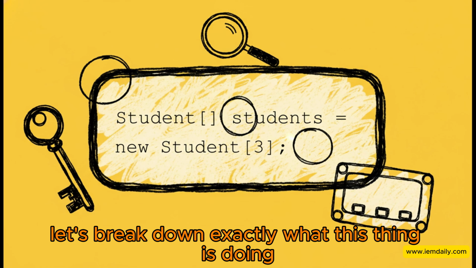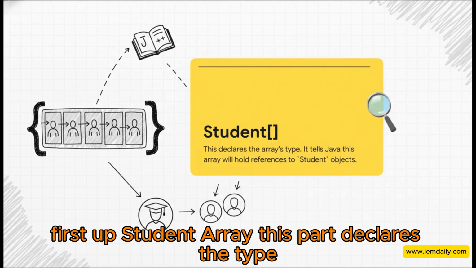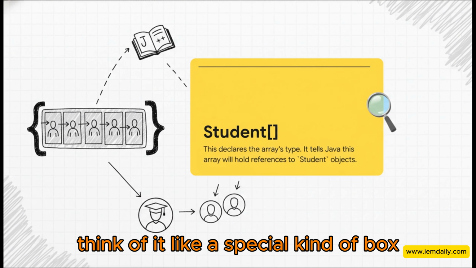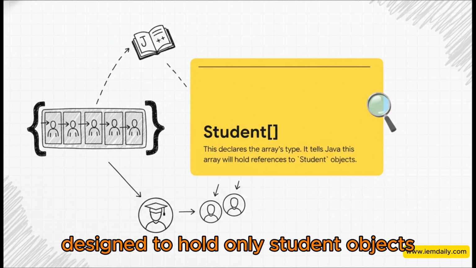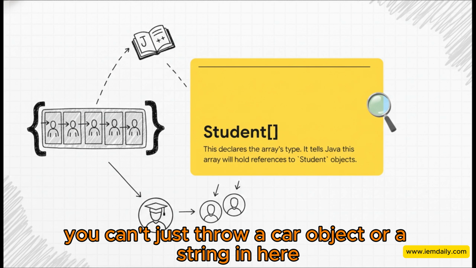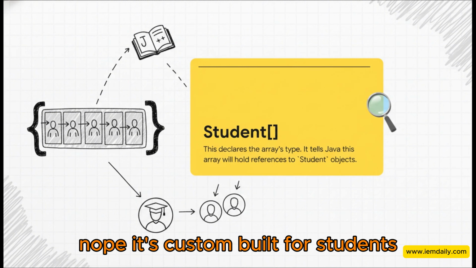Let's break down exactly what this thing is doing. First up, student array. This part declares the type. Think of it like a special kind of box. This box is specifically designed to hold only student objects. You can't just throw a car object or a string in here. Nope, it's custom built for students.